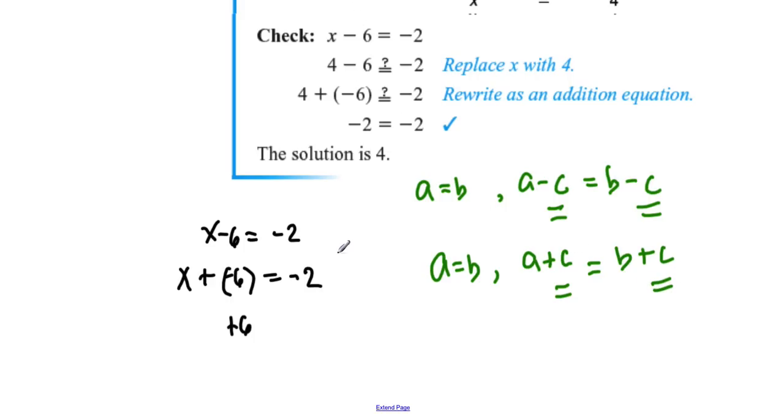So following those properties of equality, since we added 6 to this side of the equation, we need to add 6 to this side as well. And when we add 6 to this side, negative 6 plus 6 will give you 0. That leaves you with x. And negative 2 plus 6, from what we learned in adding integers, is positive 4. Okay, a shorter method of doing this without models.